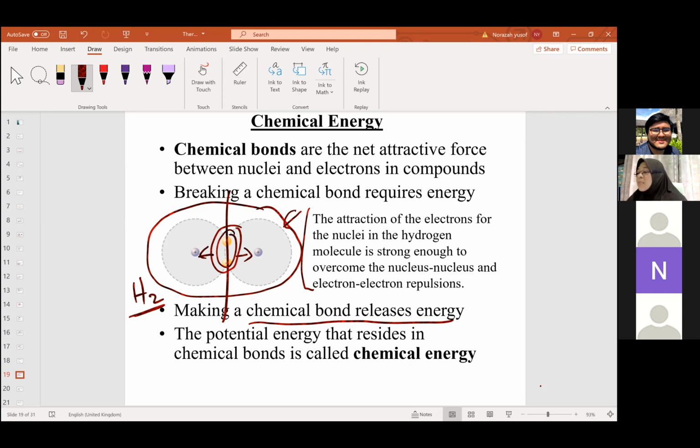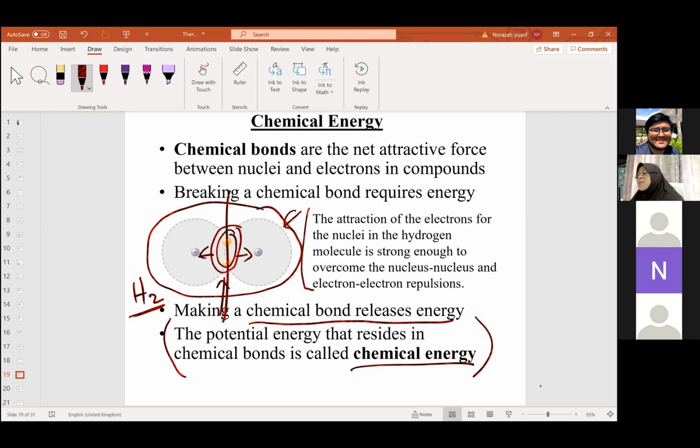So the potential energy that resides in the molecule: you have to imagine that the electron, in order to stay here, has to maintain certain potential energy. So if you break the bond, then the energy will be released. Remember the first law of thermodynamics: energy will not be destroyed, it will be transferred, it will be transformed into chemical energy. It can be released, or the system might be absorbing more energy.